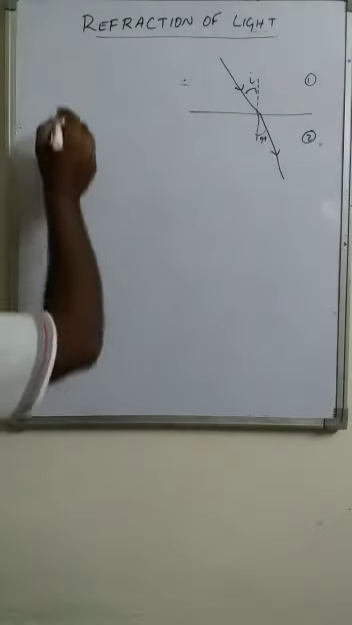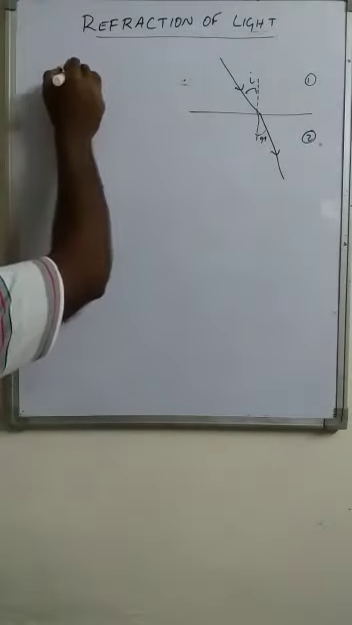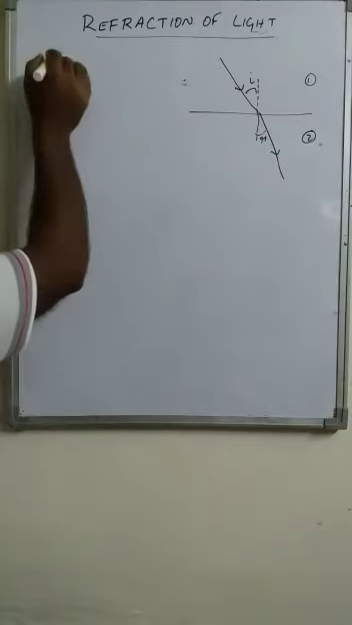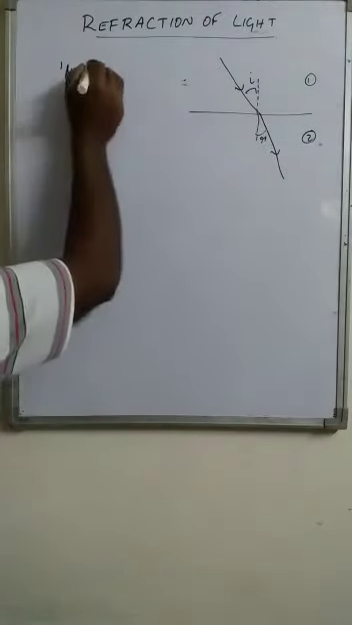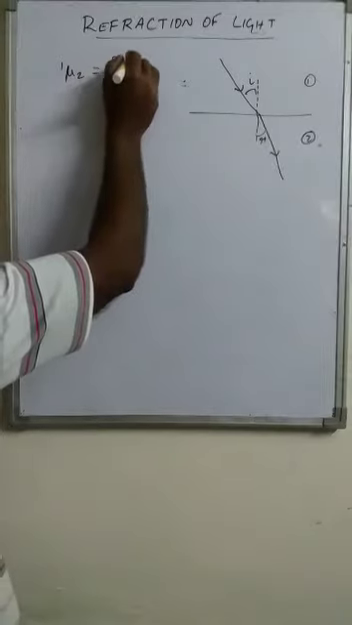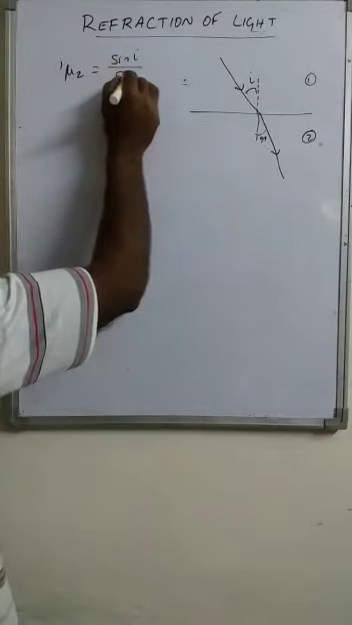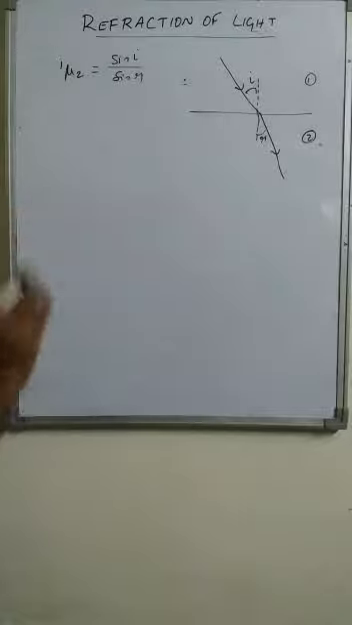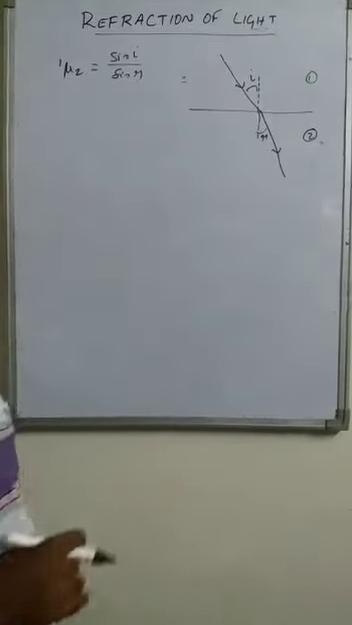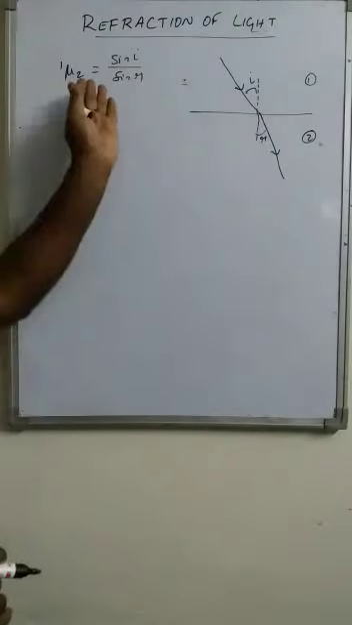Now in this case, if we write the refractive index of 2 with respect to 1, this is equal to sine I upon sine R. Up to this, I think you are clear. That is using Snell's law.